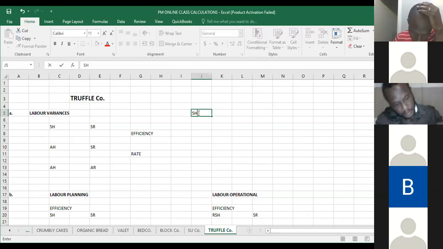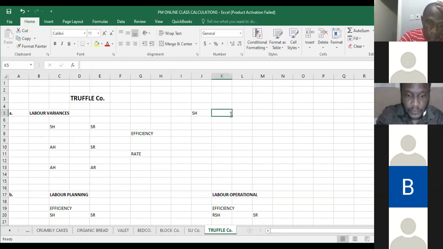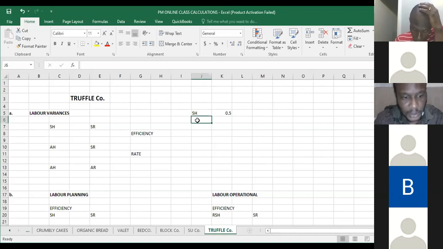Standard hour is 0.5, of course, 30 minutes. So 0.5. There's something I'm going to put on top. What's next? Our standard rate. I want to put the standard rate immediately. Our standard rate is what? $6. No, it's not. Okay.